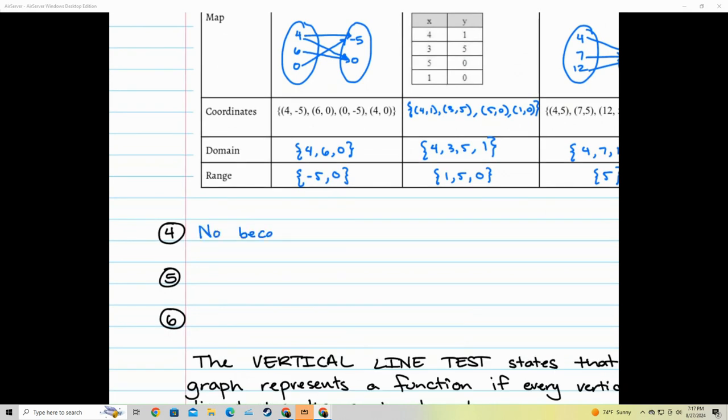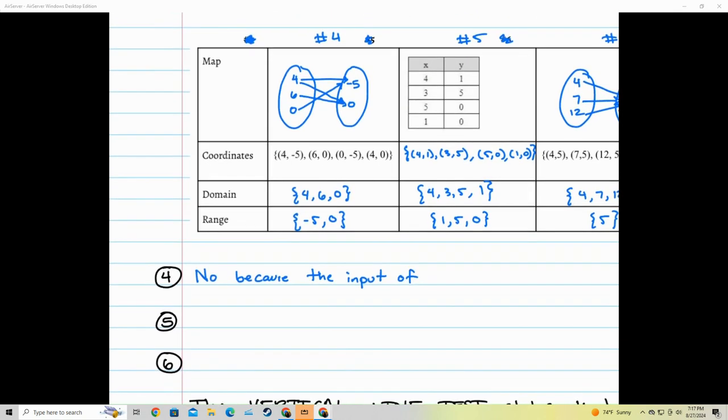Because the input of, what was it, 4 maps to 2 outputs. That cannot happen.